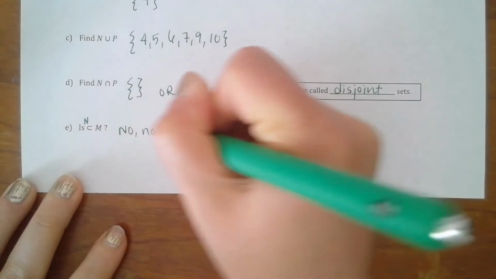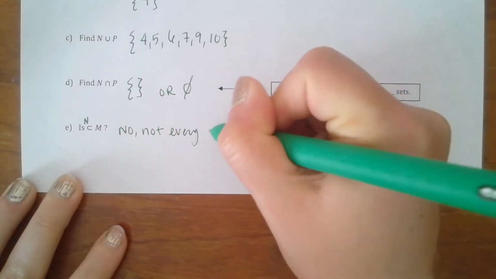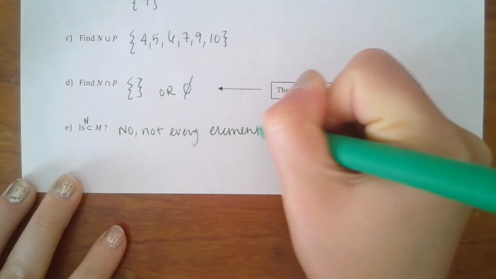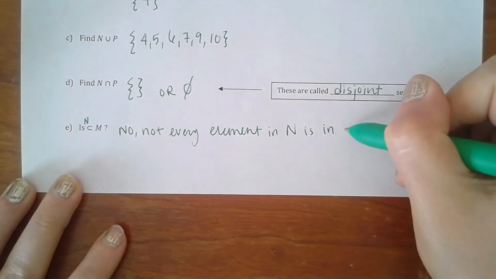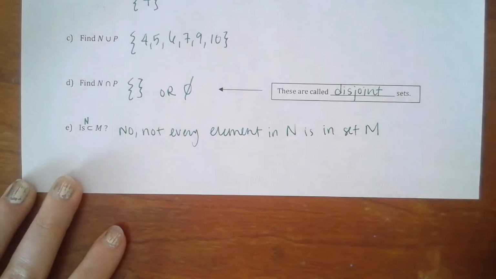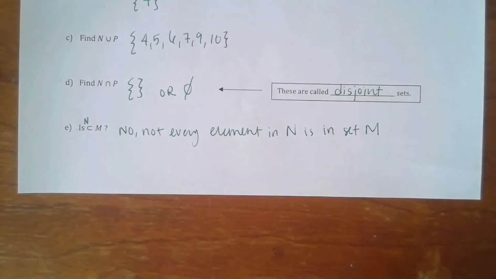Not every element that's in N is in the original set M. Like 4 is, but 5 is not. So that's the difference there of why it's not a subset.